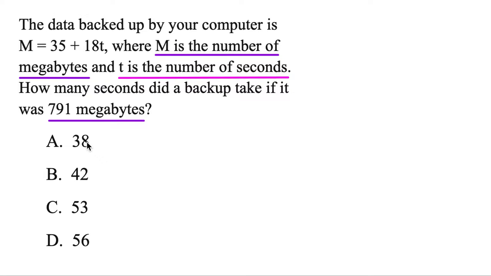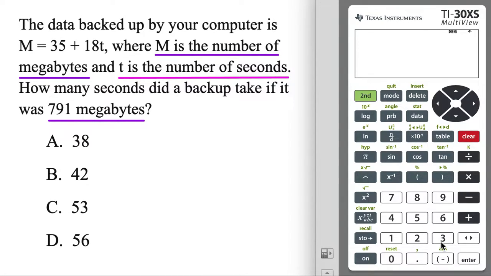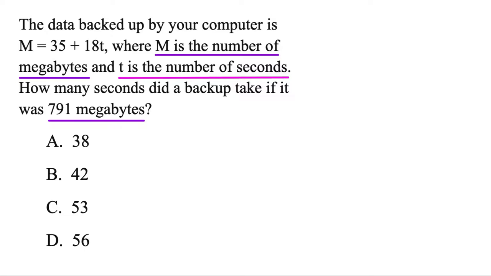However, we already have all of the answers, so we could just plug them in one at a time for t, find out which one gives us that amount. Let's do it. So we've got our 35 plus 18 times, let's try 38 seconds here. 719, so not exactly. Let's clear, let's try it again. This time 35 plus 18 times, change the t to 42. And sure enough, 791, so that's the correct number of seconds for the download.